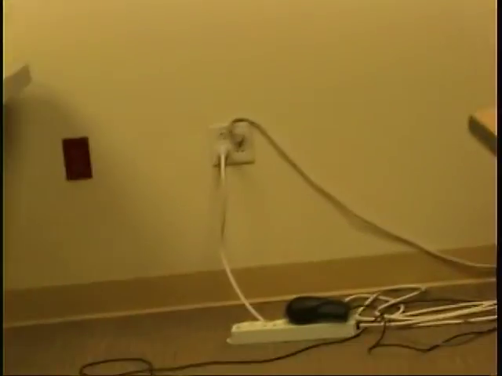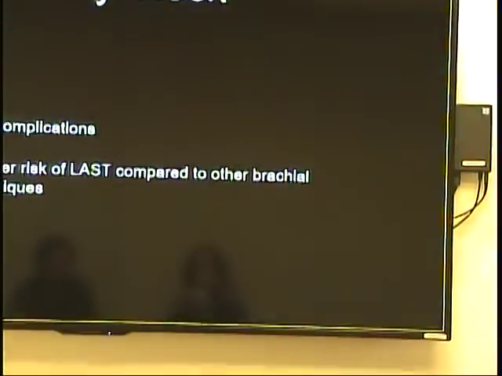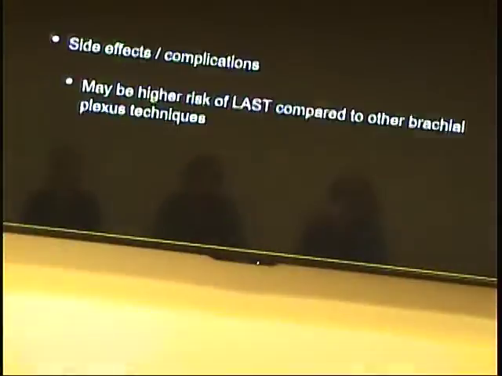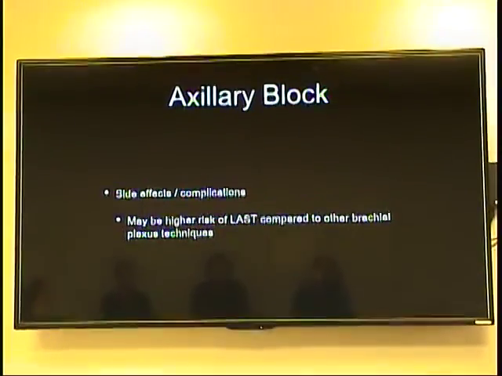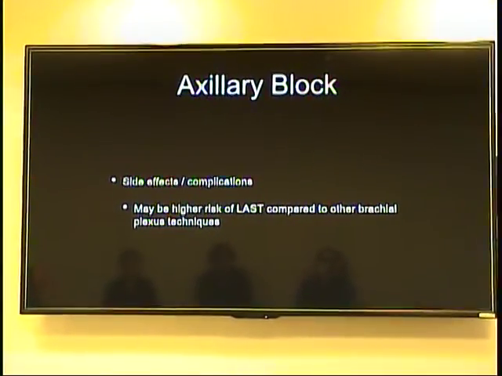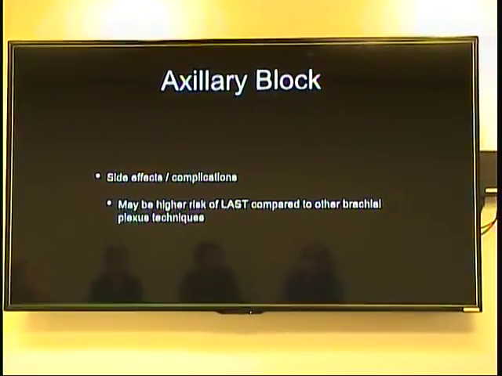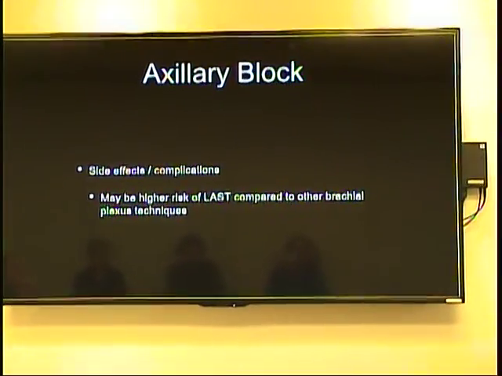And then maybe the complication of this: higher risk of local anesthetic systemic toxicity compared to other brachial plexus techniques, because it's very vascular right there. When you look at the block, it's not just a single artery. There's a lot of other branches at this point, so you can imagine being in an artery, not realizing it, or injecting around a space where there are lots of arteries. So perivascular risk is higher there.